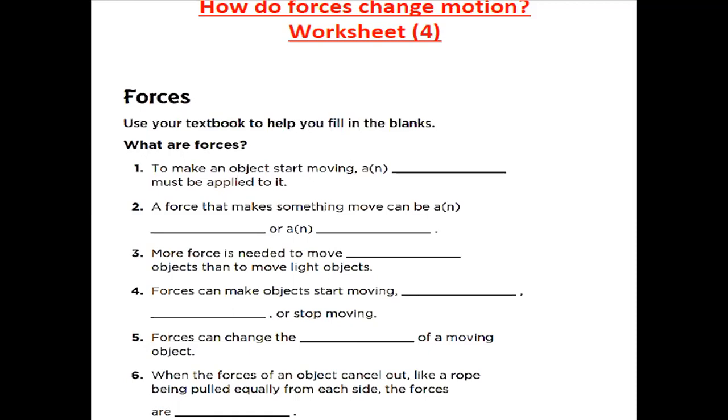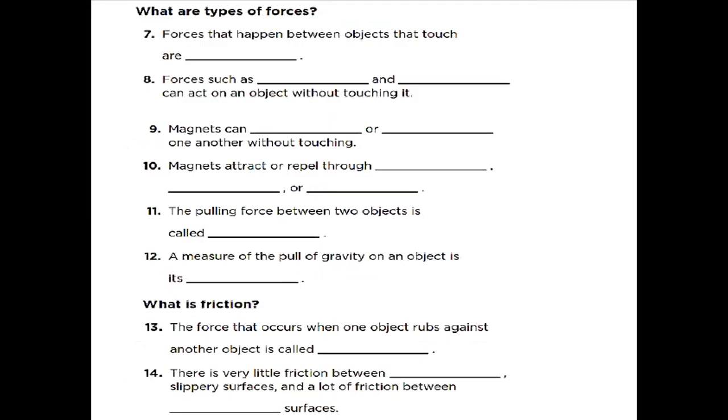Number five, forces can change the direction of a moving object. Number six, when the forces on an object cancel out, like a rope being pulled equally from each side, the key words are cancel and equally. The forces will be balanced. Number seven, forces between objects that touch are called contact forces. Number eight, forces such as magnetism and gravity can act on an object without touching.